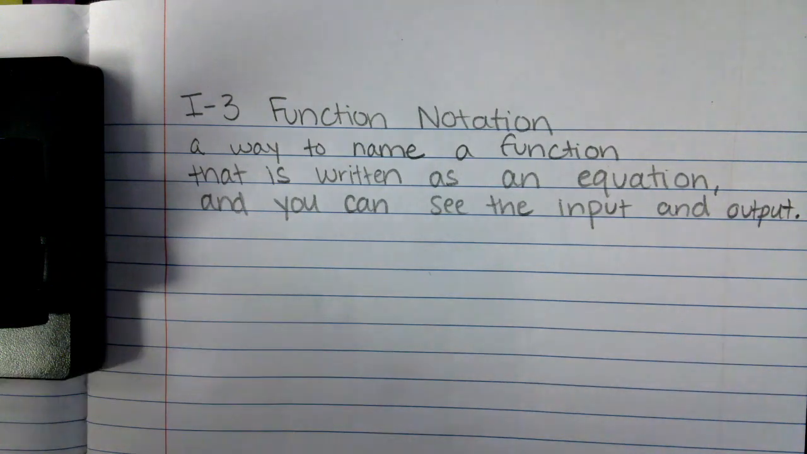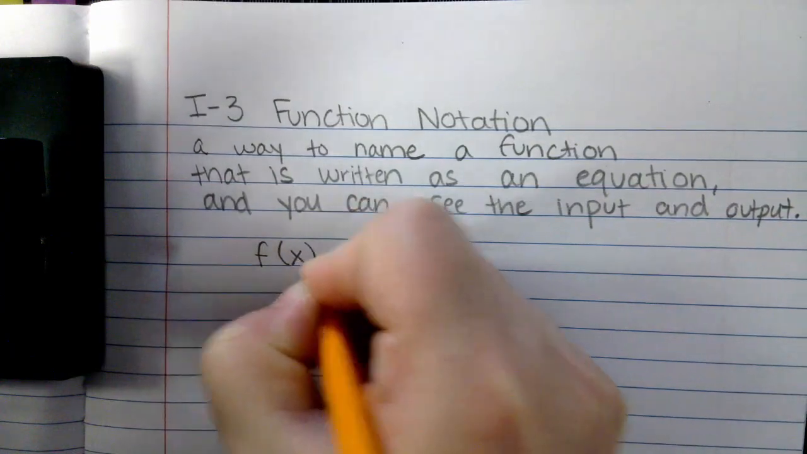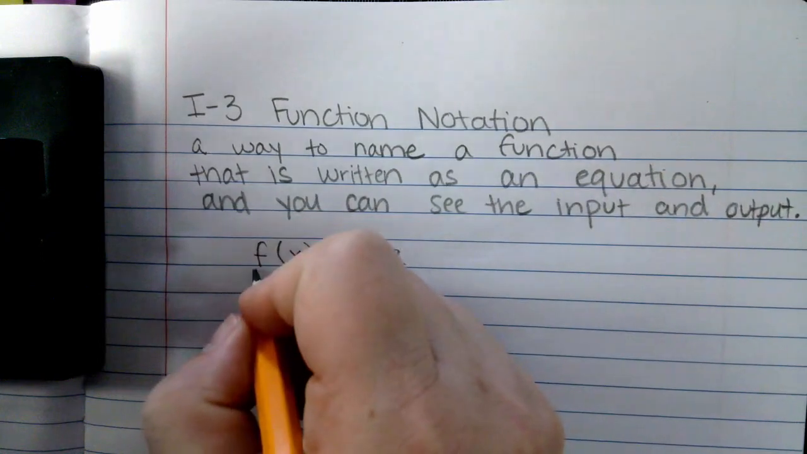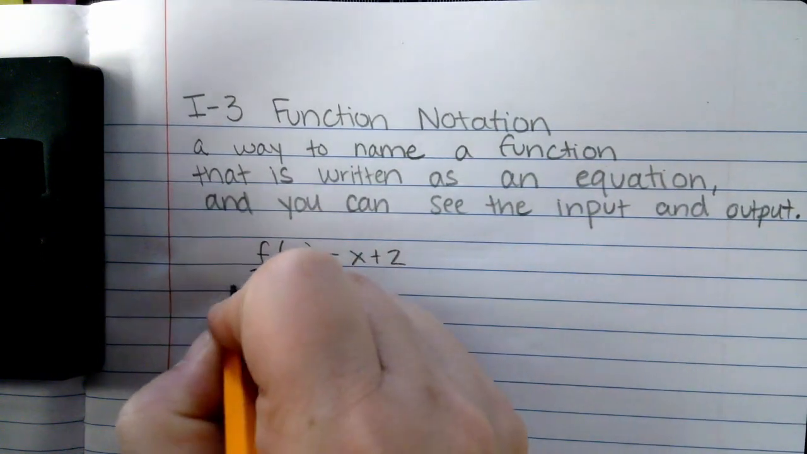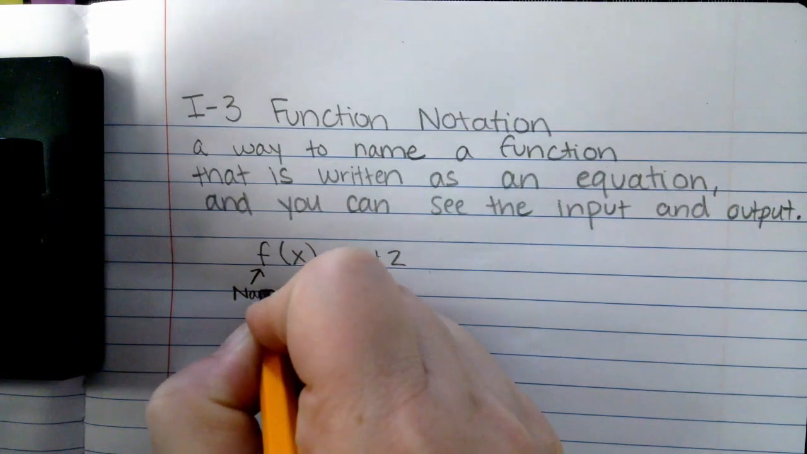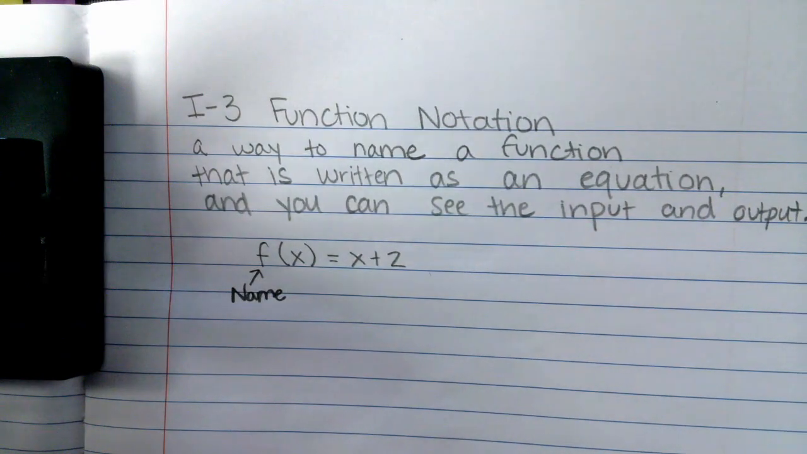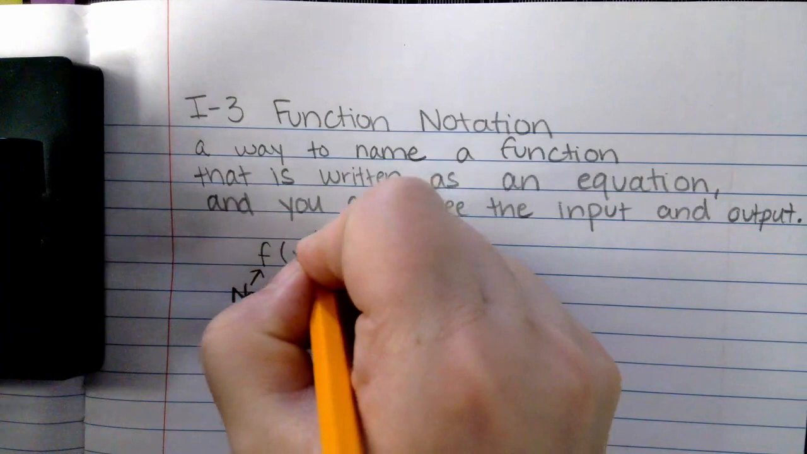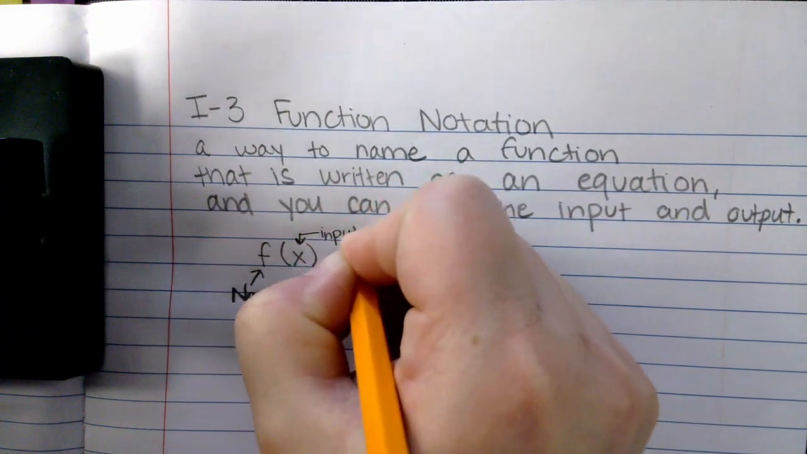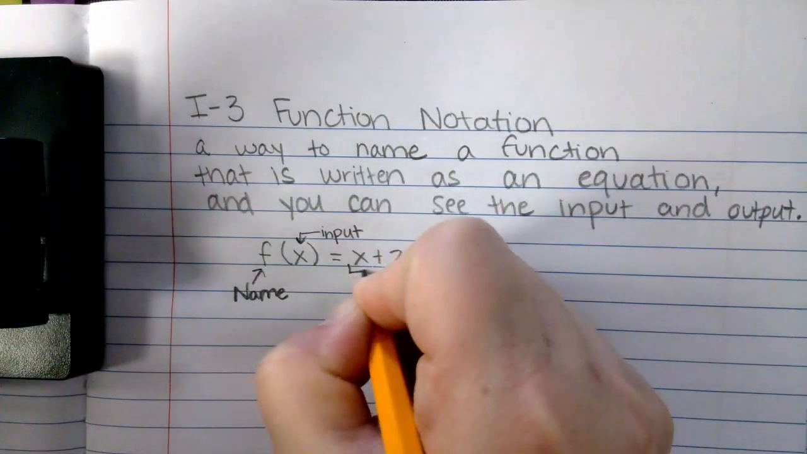Okay, so if I look at f of x equals x plus 2, this f, we call this function f. So that is the name of the function. This one is specifically called function f. X is what we're putting into the function, so that is our input. And in this case, it tells us our rule, that we're going to do x plus 2.